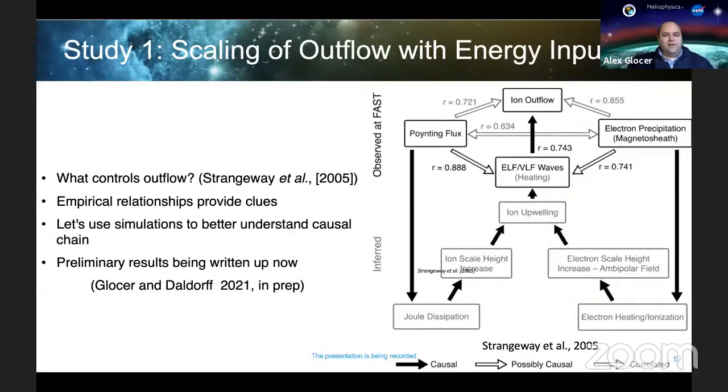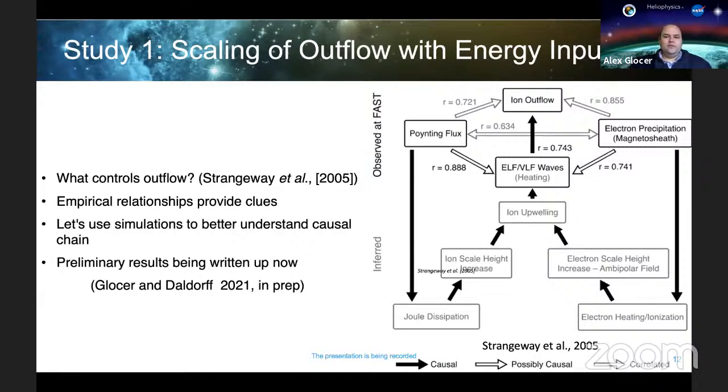So that's enough about the model description. And so I'd like to talk a little bit about applying the model to study ion outflow. To start with, I'm going to use just some plume simulations to look at how ion outflow scales with energy input. The motivation for this particular study is some empirical studies done with FAST that were published by Bob Strangeway, looking at multiple passes of FAST in the cusp region and at how ion outflow correlates with Poynting flux and with electron precipitation.